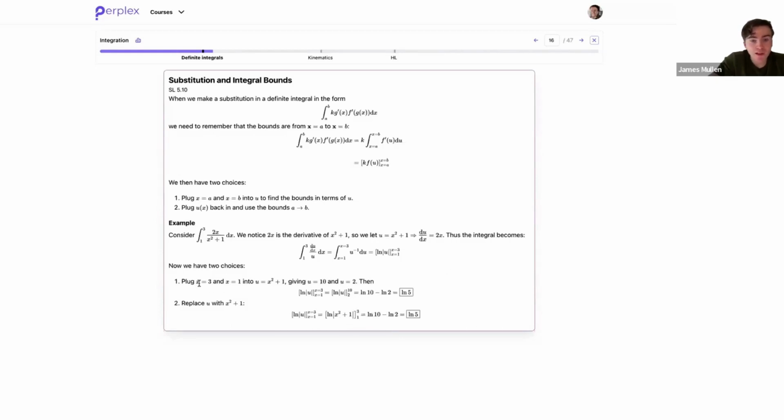The other choice is to say, well, if x equals 3, that means that u is equal to x squared plus 1, which is 10, and if x is equal to 1, then u is equal to 2. And then I just change my boundaries, from 2 up to 10. And they're both going to give me the same answer, and you can do whichever one you're more comfortable with.